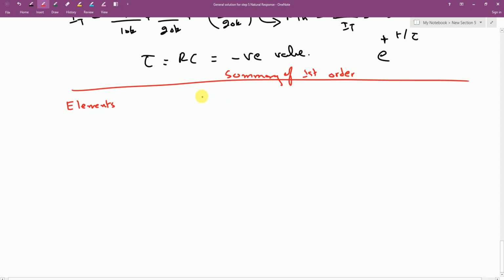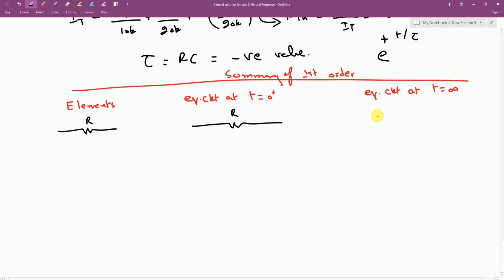We have the elements here. So equivalent circuit at t equal to 0 positive, and then we have equivalent circuit at t equals to infinity. So for the resistance R, the equivalent circuit at time t equal to infinity is the same, because the resistance does not have any memory, and no energy is associated with the resistance. We don't have any concept of initial condition in a resistance. So therefore at time t equal to 0 positive, the resistance shall act normally, and same is the case even if the time elapses to infinity. It still remains the resistance.